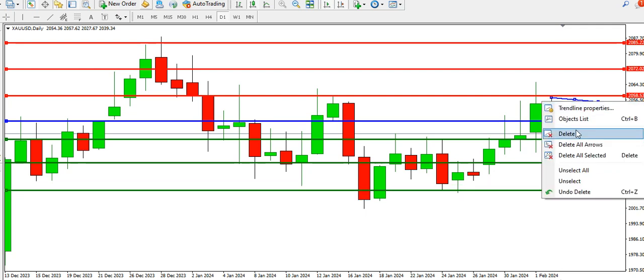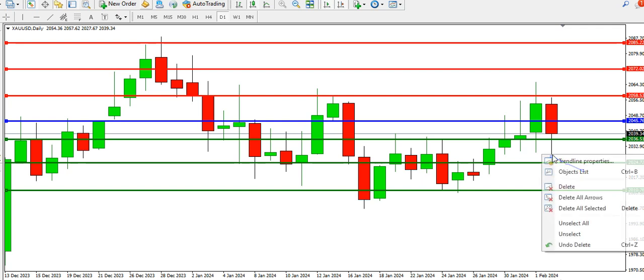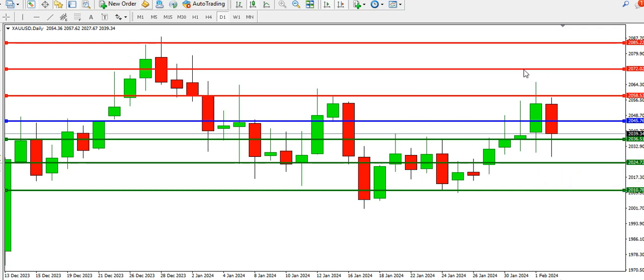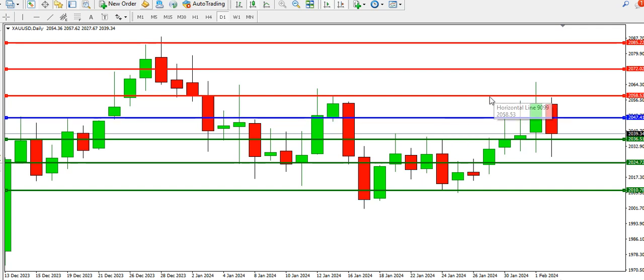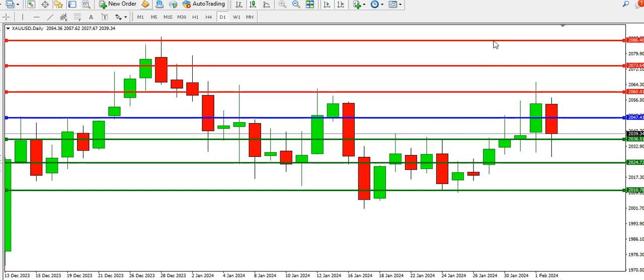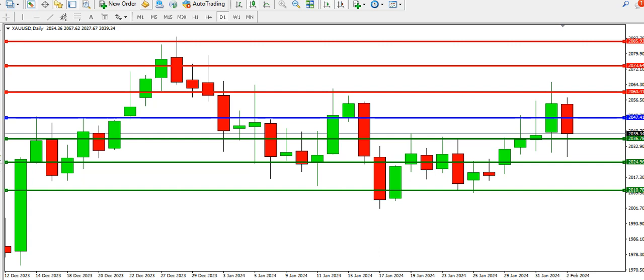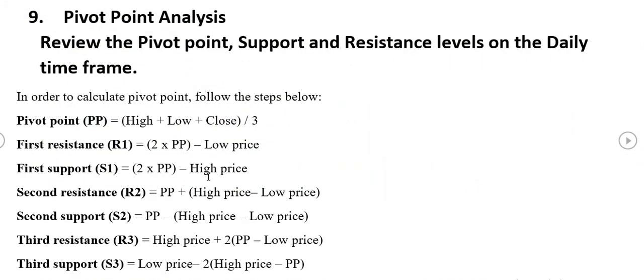Now that's how to manually calculate the pivot points, the resistance levels on the daily chart, and the support levels. You can use this same calculation for other time frames. It does not have to be only the daily time frame. You can use it on the weekly, monthly, 4-hour, 1-hour, 30 minutes, 15 minutes, 5 minutes, and even the 1 minute time frame.